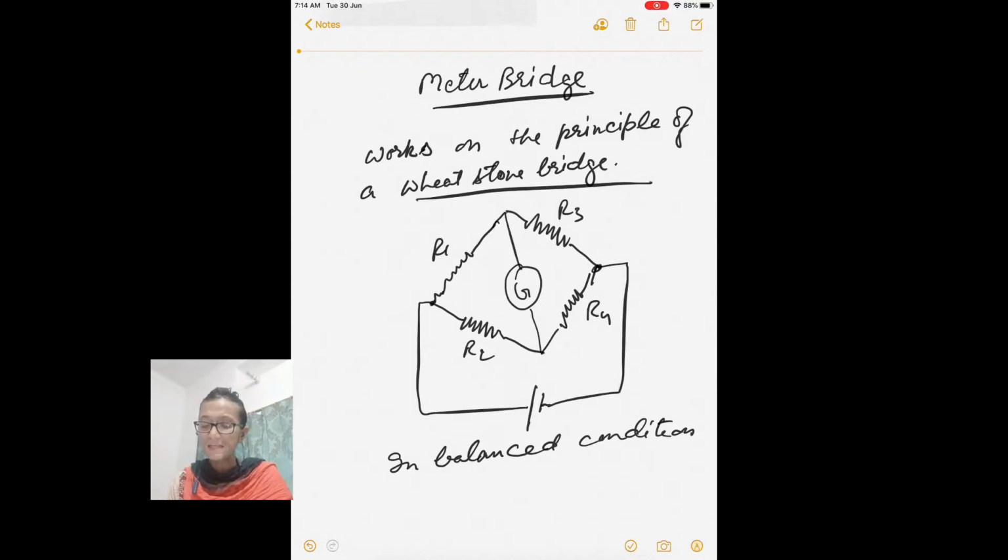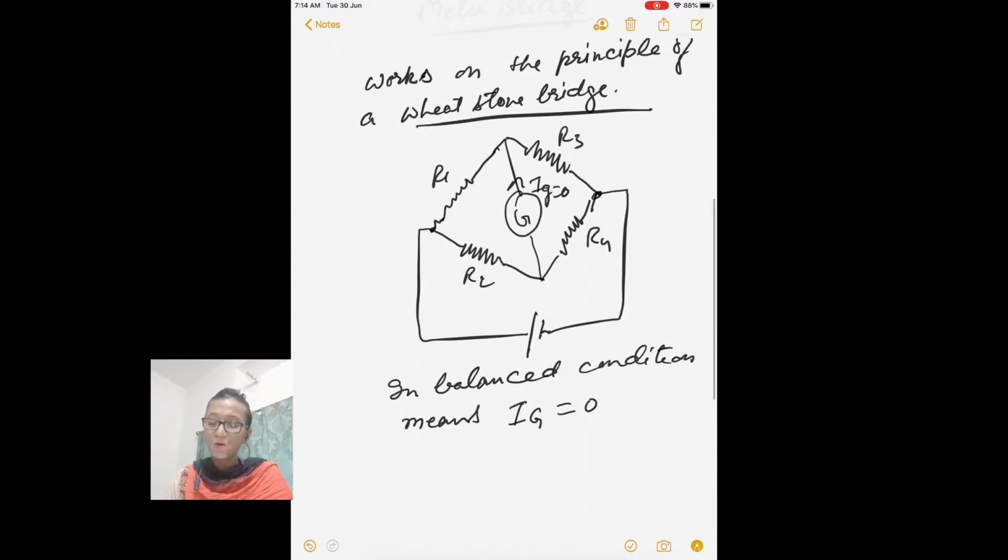Okay. So balanced condition means the current through the galvanometer is equal to 0. No current is flowing. Ig is equal to 0. So in the balanced condition of the Wheatstone bridge, R1 upon R2, the ratio of the two resistances, must be equal to the ratio of the other two resistances, R3 upon R4. This is the principle of the Wheatstone bridge.